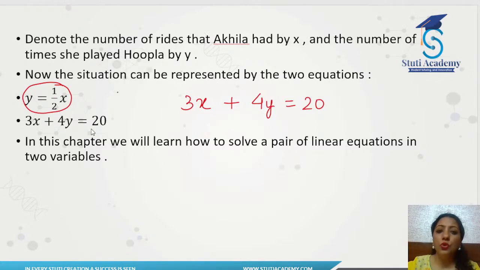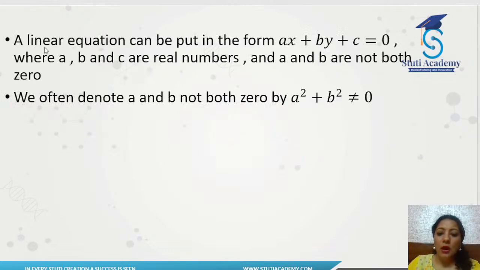Here we have two equations and two unknown quantities. So we'll be finding these two unknown quantities in this chapter. In this chapter, we are going to learn how to solve a pair of linear equations in two variables. Now a linear equation can be put in the form of ax plus by plus c equal to 0. This we have already studied in grade 9.